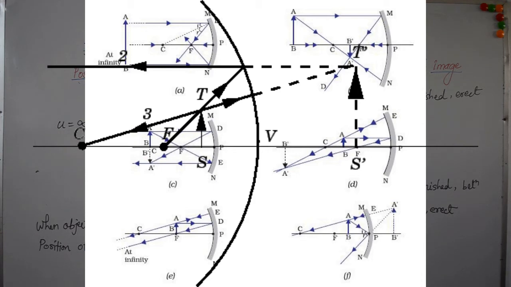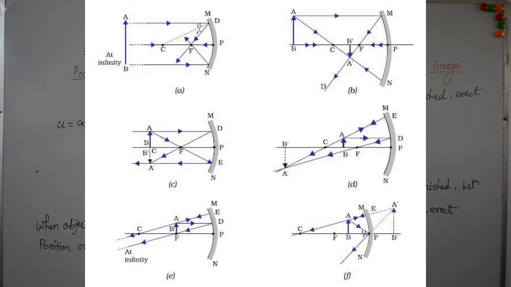So in only one case the image is erect, when it is virtual. In all other cases the images formed are real and they are inverted. So this is the special case of a concave mirror in which the image is formed behind the mirror, it is magnified and it is erect.